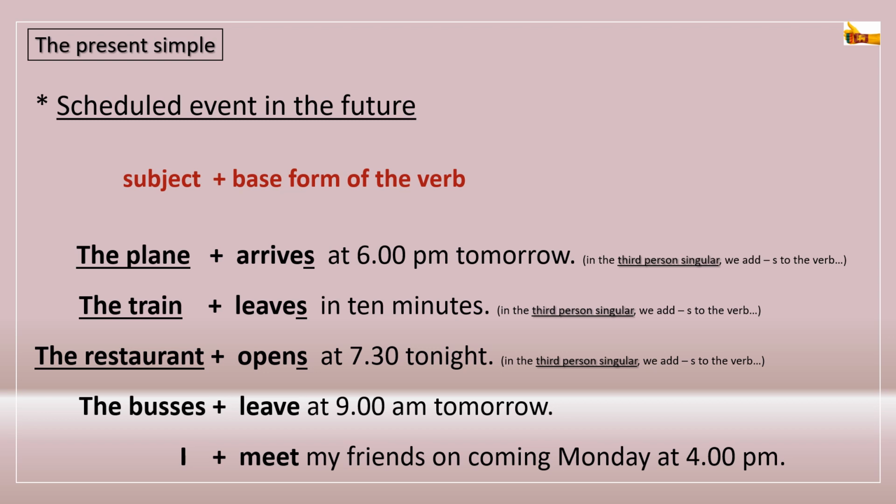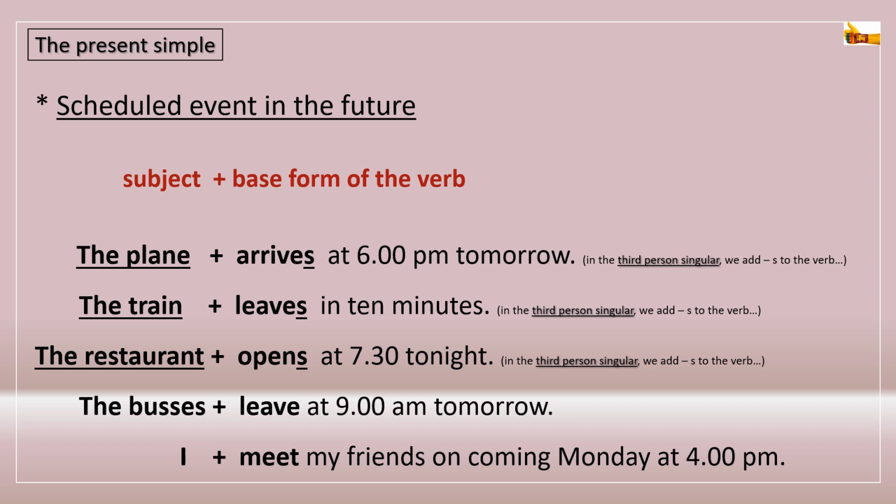Scheduled events in the future. The plane arrives at 6 p.m. tomorrow. The train leaves in 10 minutes. The restaurant opens at 7:30 tonight. The buses leave at 9 a.m. tomorrow. I meet my friends on coming Monday at 4 p.m. I hope all of that's clear.